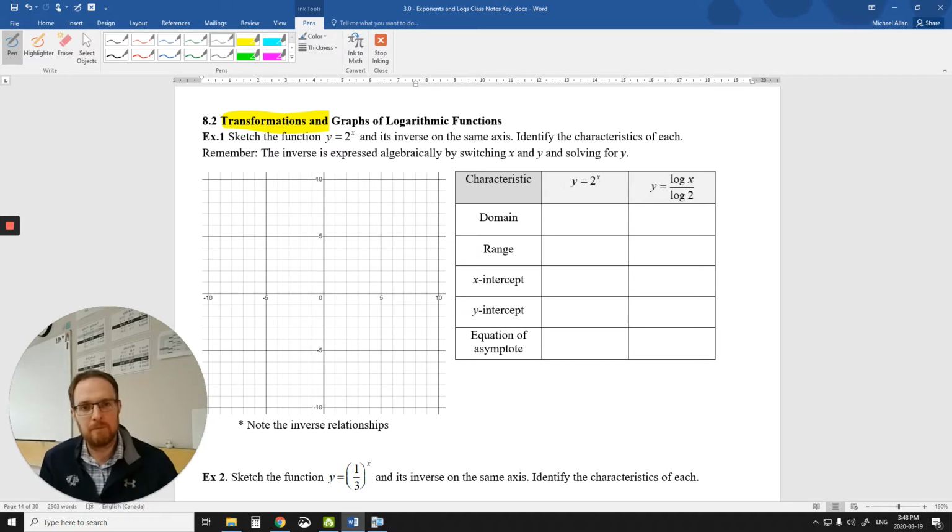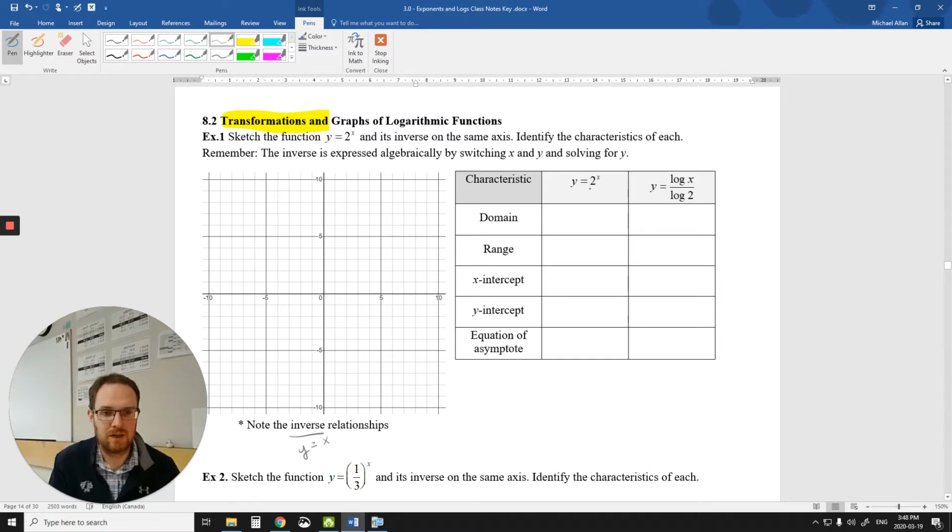We talked about that they're inverses of each other. And remember that if they're going to be inverses of each other, note the inverse relationship, that they are switching their x's and y's. They're reflecting over the line y equals x, and all the x's and y's switch.